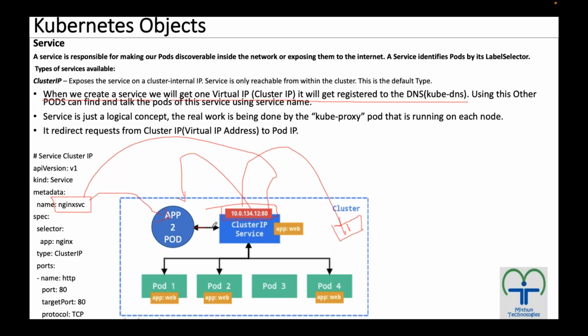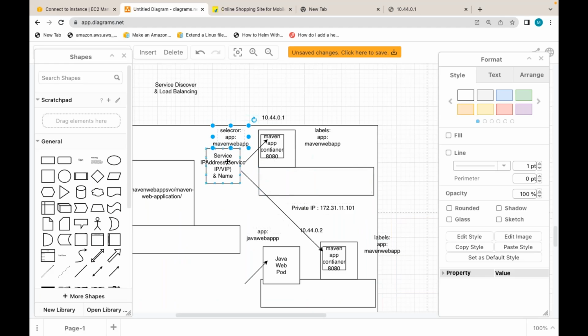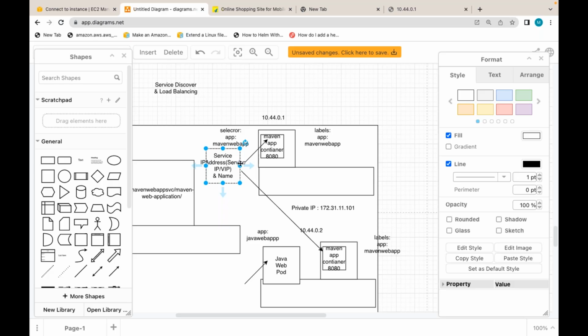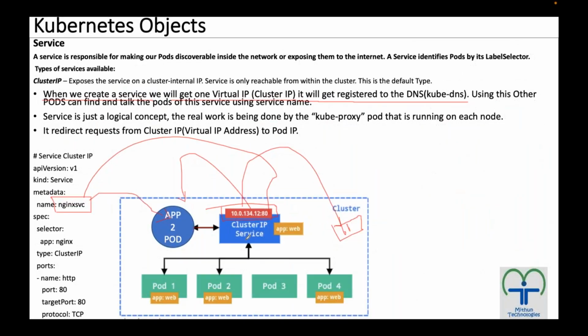The request goes to the service. Then this service will forward the traffic to the pods. But how will the service identify the pods, to which pod it has to route? What are the endpoints of the service? How will it identify? Labels and selectors. So when we create a service, we get one virtual IP address that gets registered into the DNS. Pods can find and talk to this using the service name.